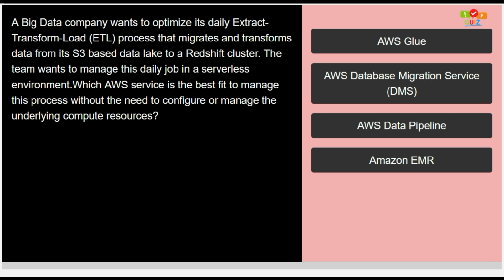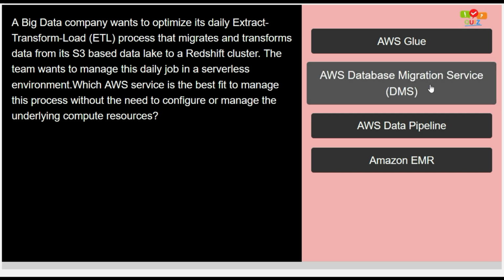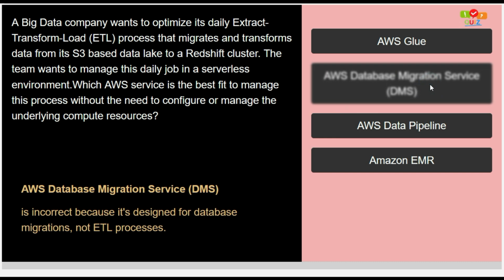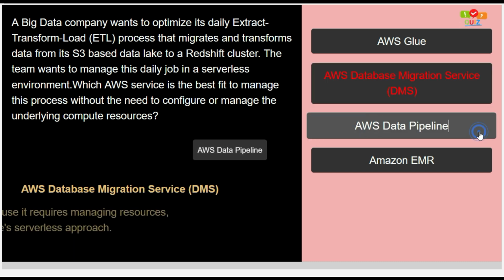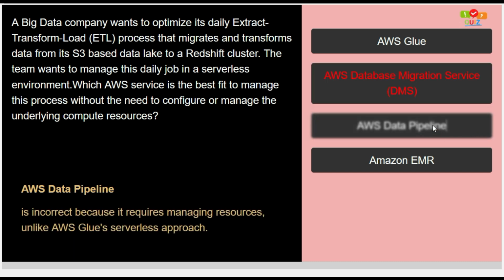Time up. Now let us analyze the answers. Option 2, AWS DMS, which is Database Migration Service. This option is incorrect because it's designed for database migrations, not ETL processes. So option number 2 is the wrong answer. Option number 3, AWS Data Pipeline. This option is also incorrect because it requires managing resources, unlike AWS Glue's serverless approach. So option number 3 is also the wrong answer.